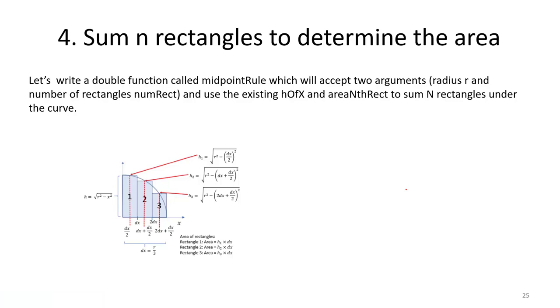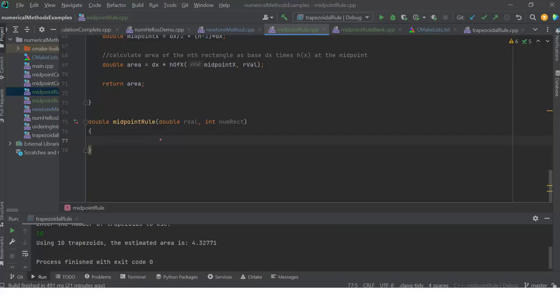So the last step is the fun part. Now that we know how to find the area of our nth rectangle, we need to sum all n rectangles in our midpoint rule in order to find the total area under our curve. We already know how to calculate the area of one rectangle, so here we can just use a while loop or a for loop to perform the summation for all of our rectangles. So now let's go ahead and write this midpoint rule function.